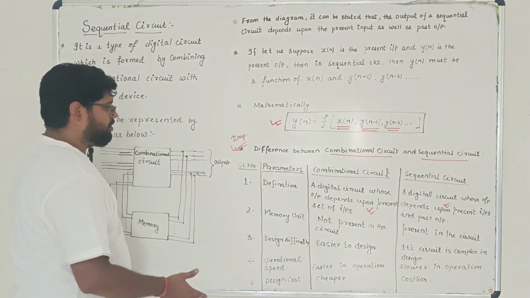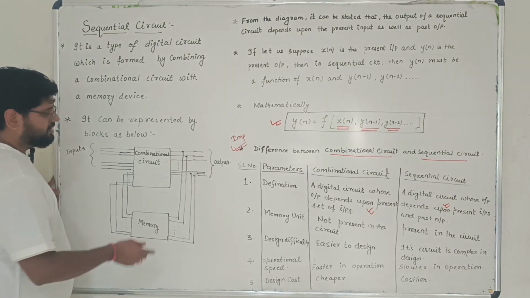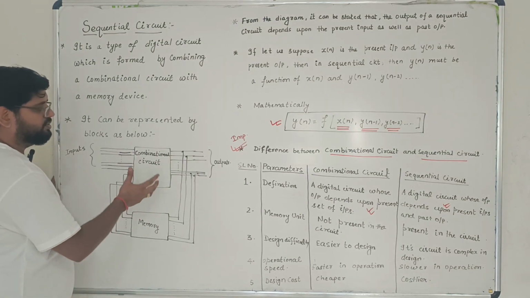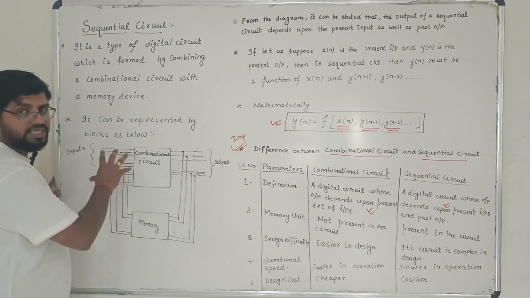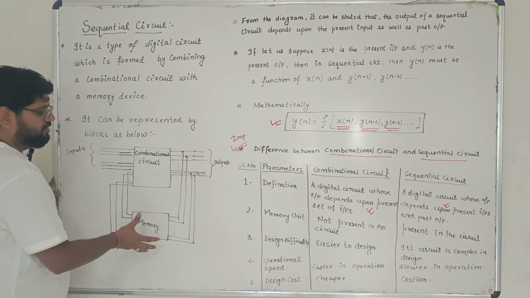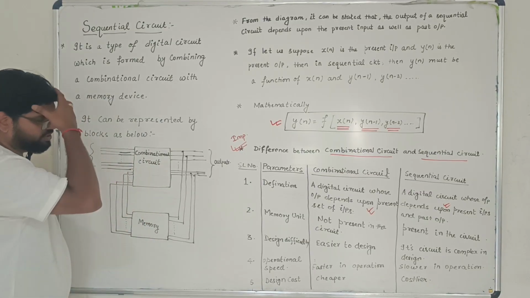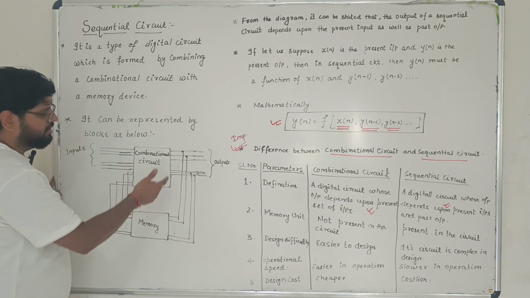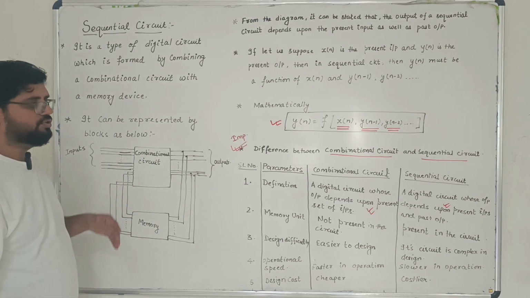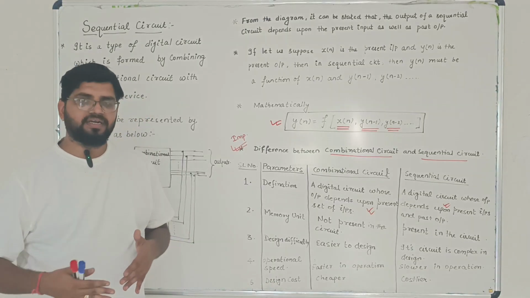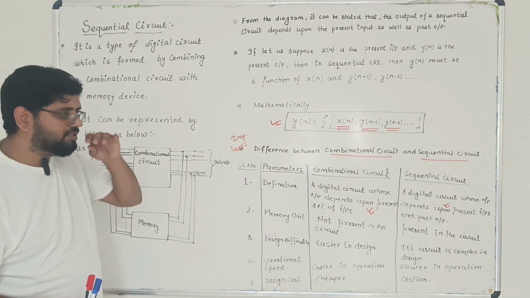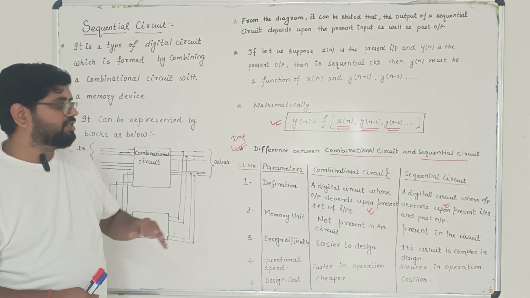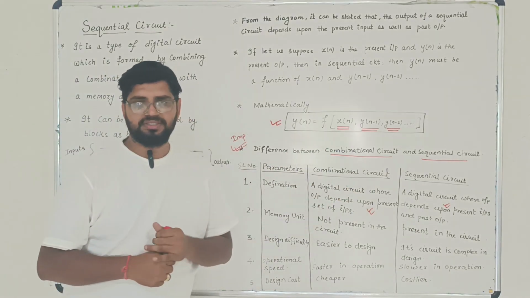Lastly, the design cost. It is obvious that if you go for a combinational circuit design, you require only gates for designing the combinational part. You need not think about a memory element, so definitely you will have a lesser cost. But when you design a sequential circuit, you will have to spend more money because you need to design the memory element. So these are the basic parameters and differences between combinational circuit and sequential circuit.